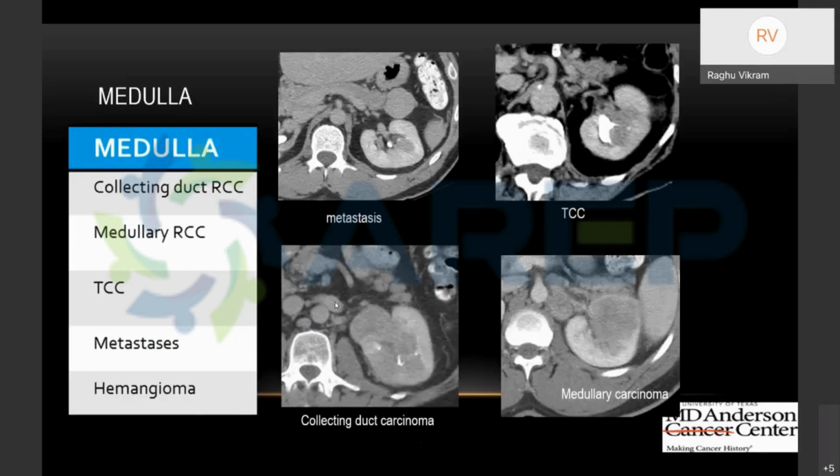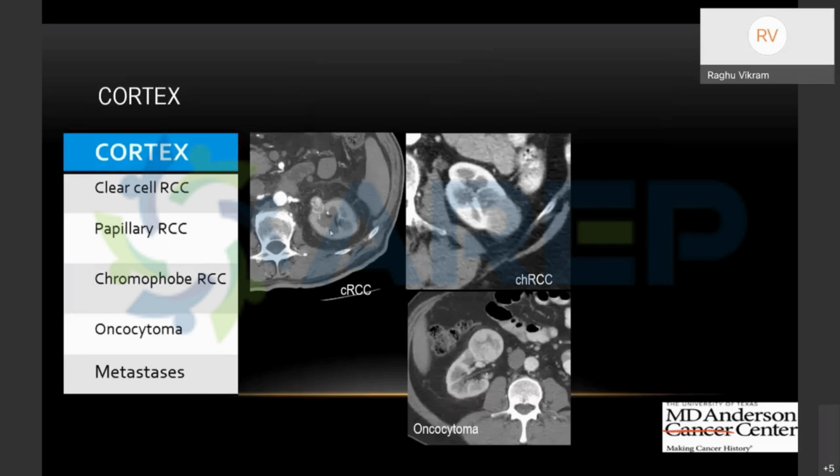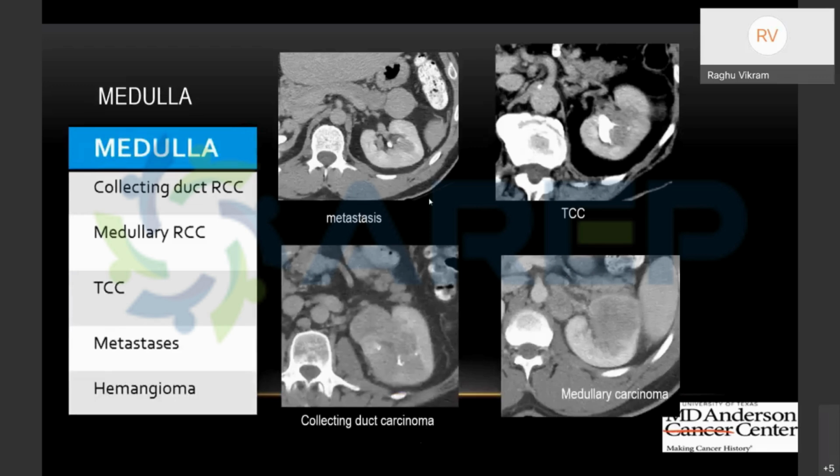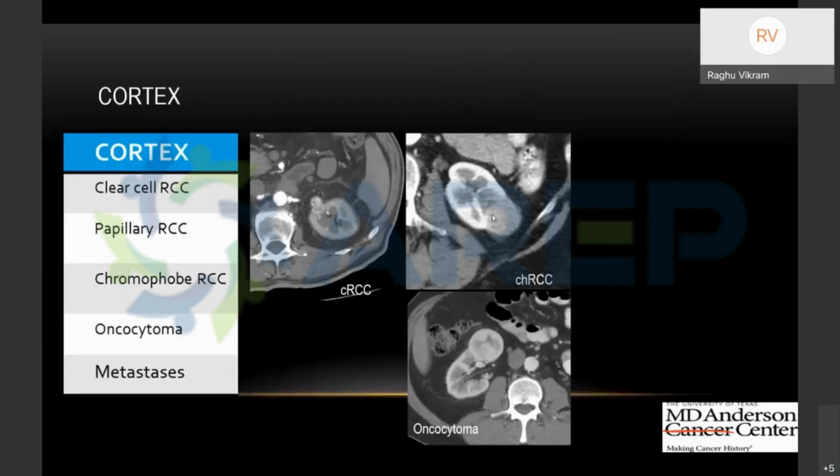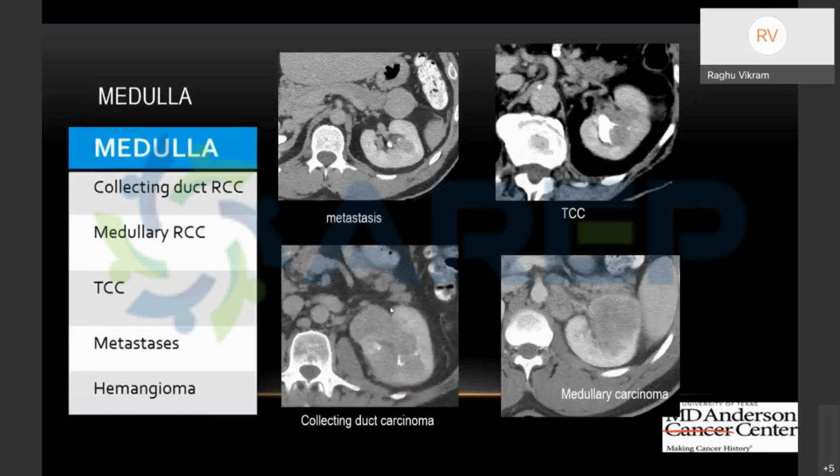In the medulla, so when you look at the kidney, you not only have the cortex, but there is a medulla here, and that is very obvious in the corticomedullary phase of imaging. So the lesions that arise from the medulla tend to be collecting duct RCCs or medullary renal cell carcinoma, large transitional cell carcinoma like this, which is infiltrating into the medulla, sometimes metastases, hemangiomas, kind of rare, but you can see all these things look different to the lesions that you have already seen here, which arise from the cortex, right?